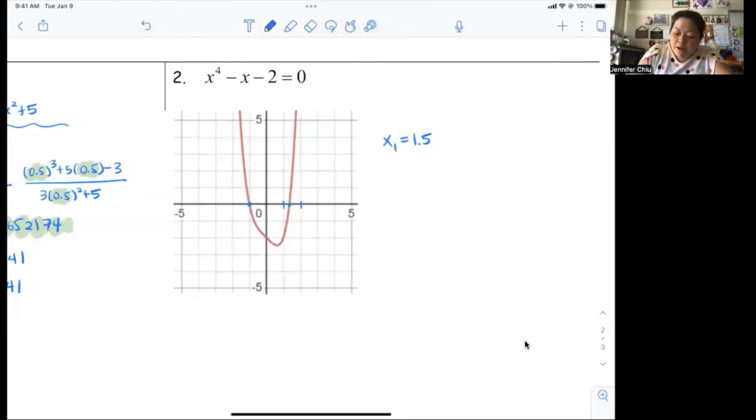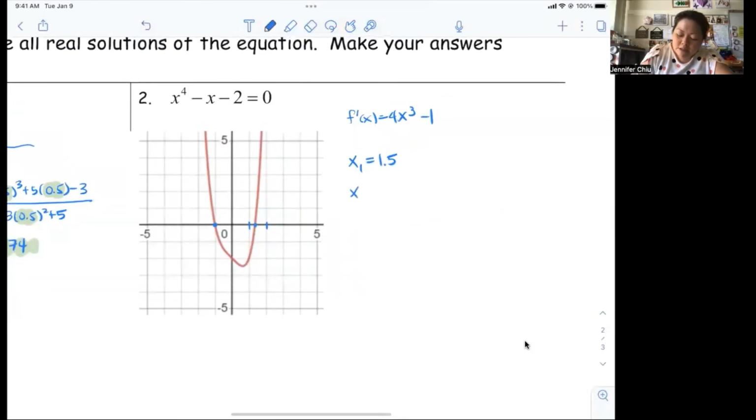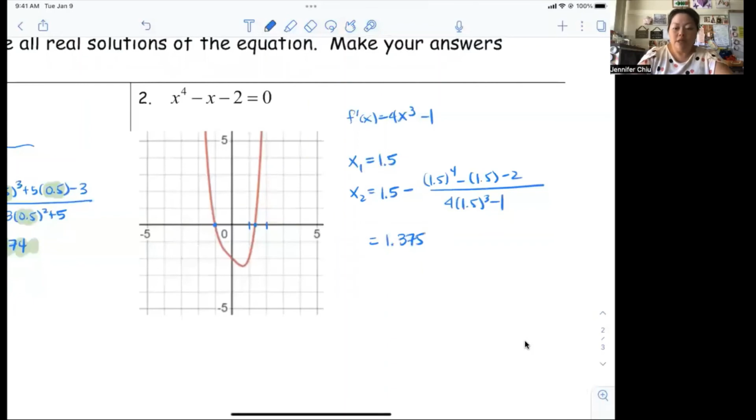Don't forget to find your derivative. So f prime of x is 4x cubed minus 1. So again, same as the previous problem. To get my x2, I start with 1.5 minus, plug in the 1.5 to the 4th, minus 1.5 minus 2, all over 4 times 1.5 cubed minus 1. Put it all in the calculator. You should get x2 to be 1.375. Oh, this one's actually very exact. I rarely get that, but this is exact.